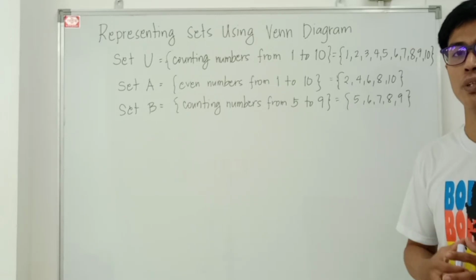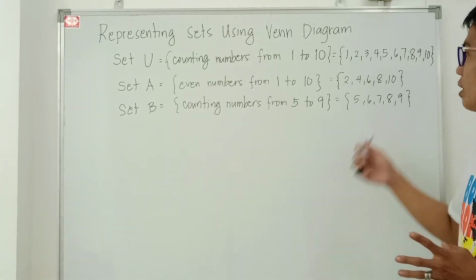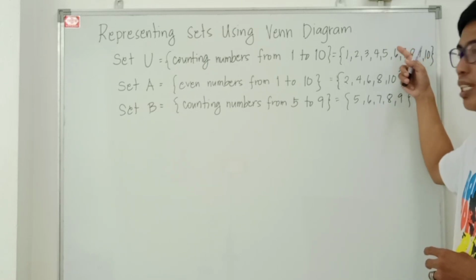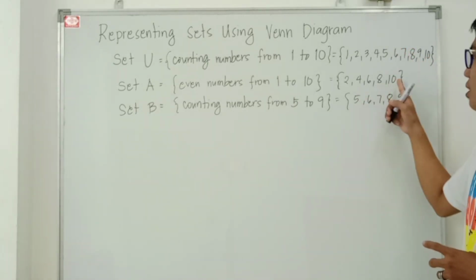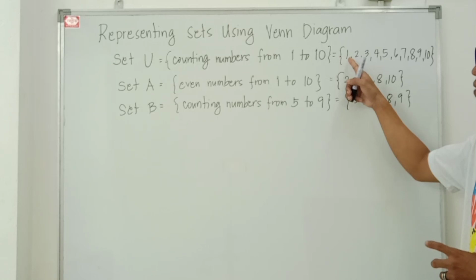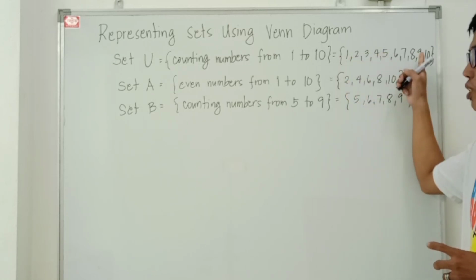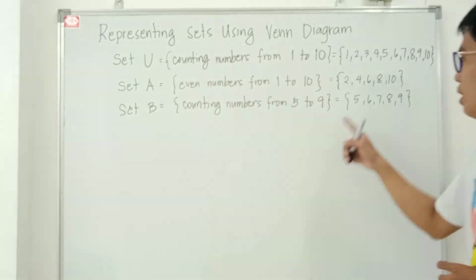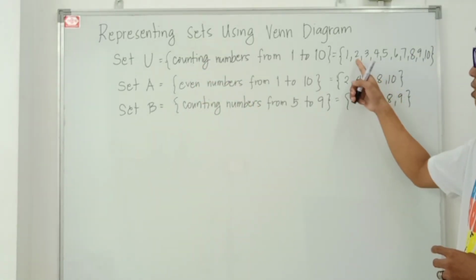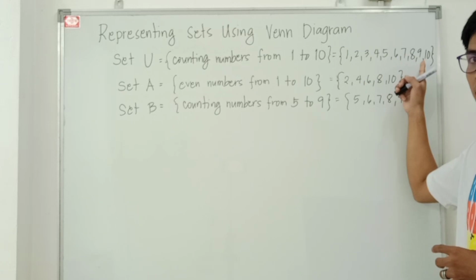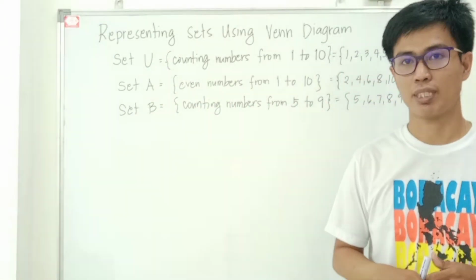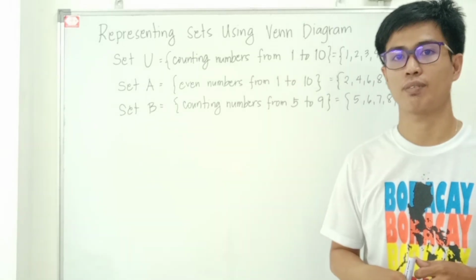And then the next thing you will do is to determine whether the set is a subset of the given set. So 2, 4, 6, 8, 10 is in the universal set. So therefore we can say that set A is a subset of set U. 5, 6, 7, 8, 9 is also in the universal set. So therefore set B is also a subset of the universal set.